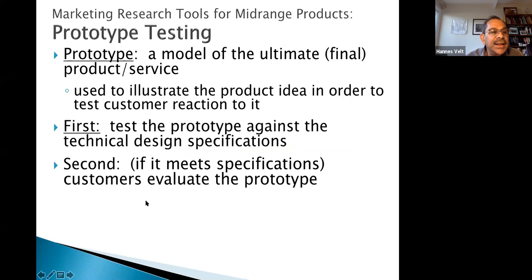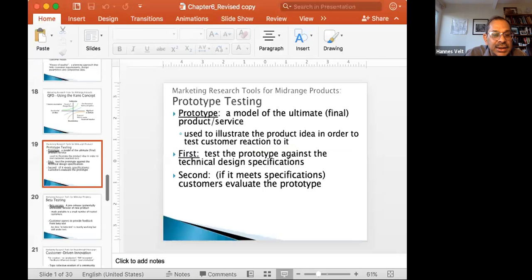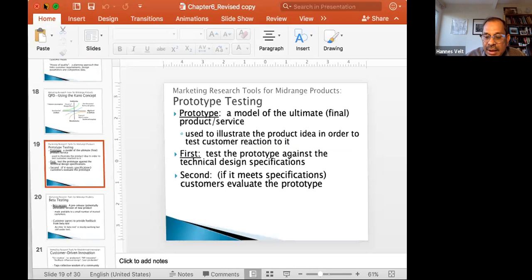Okay, so I think I've covered most of the important aspects in this particular chapter. Now I would like to go to the next chapter. That will be chapter 7, Understanding High-Tech Customers.